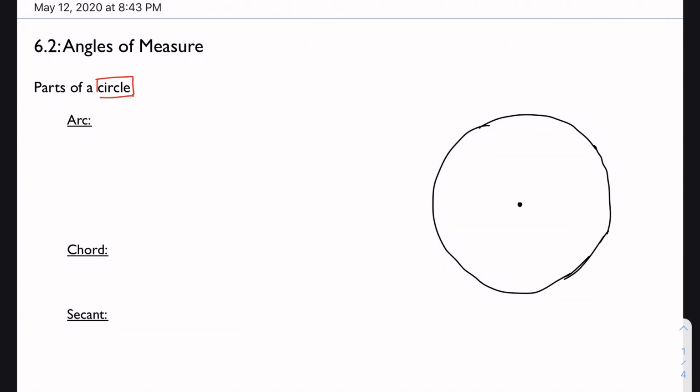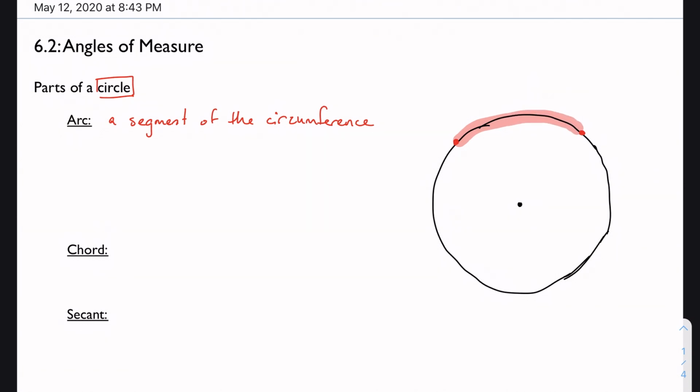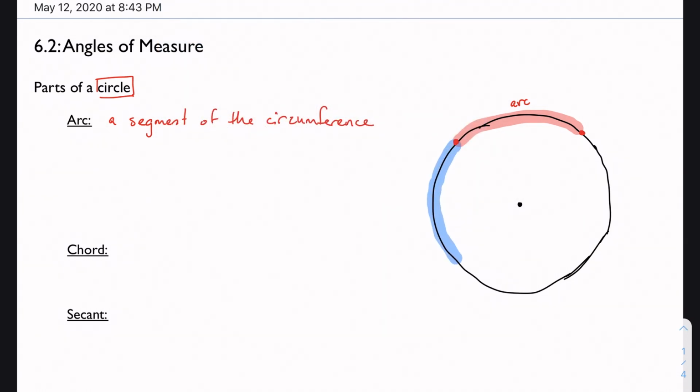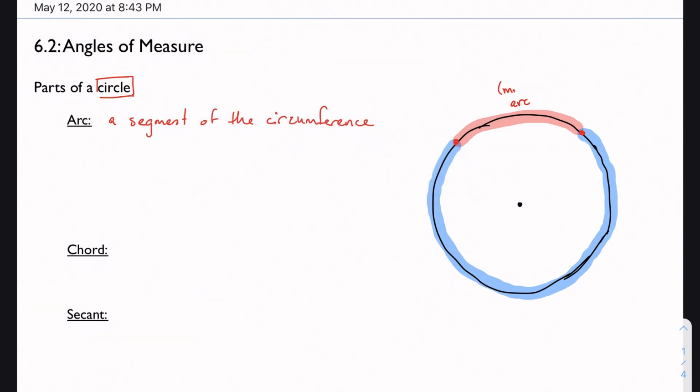The first one is the arc. An arc is just a segment of the circumference. All right, so here's the circumference of my circle over here on the right, and maybe I have 2 points here. And of course, the segment joining them is the arc, right? So here's an arc. And you might be asking yourself, well, what about this distance? I could also connect these points on the circumference by going the long way around, and you're absolutely right, I could. Well, we're going to call this shorter distance the minor arc.